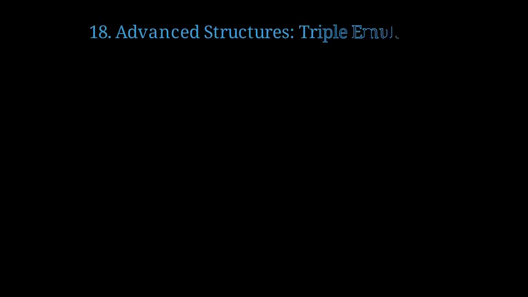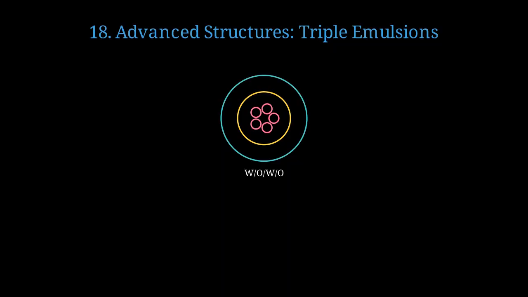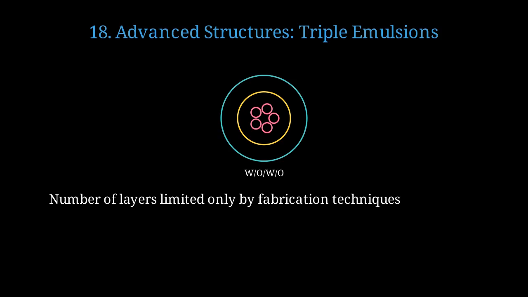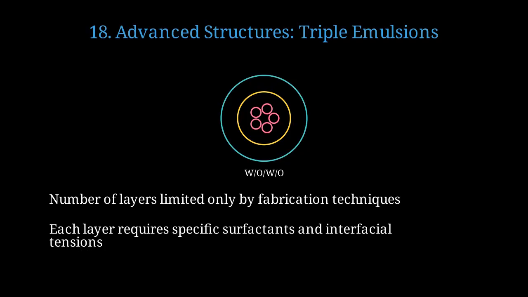Triple emulsions add another layer of complexity with 3 nested liquid phases. A water-and-oil triple emulsion adds another water and oil core inside the oil shell, further expanding encapsulation capabilities. The number of layers in nested emulsions is limited only by the sophistication of microfluidic fabrication techniques. Each additional layer requires careful selection of surfactants and balancing of interfacial tensions to maintain stability.